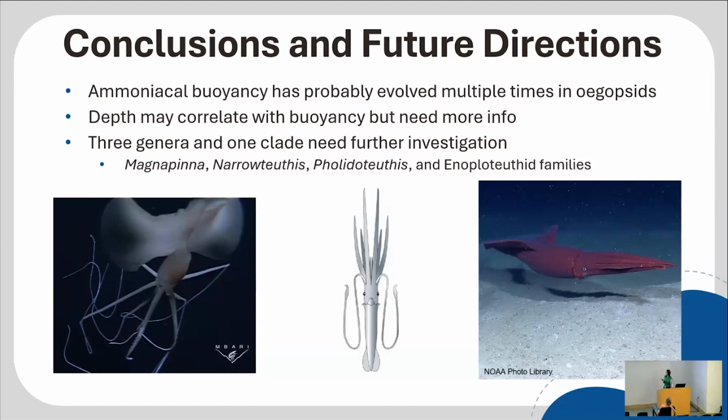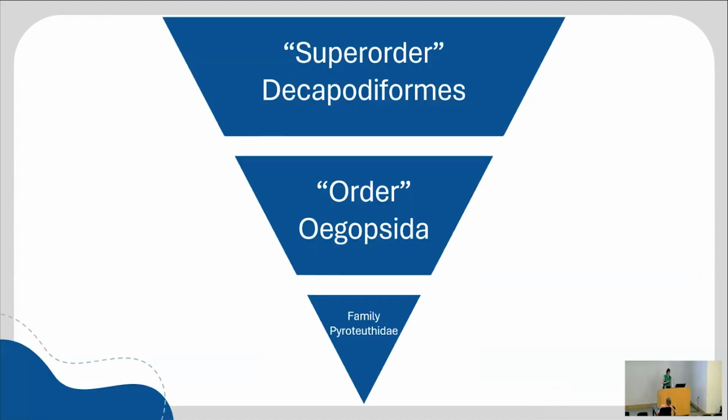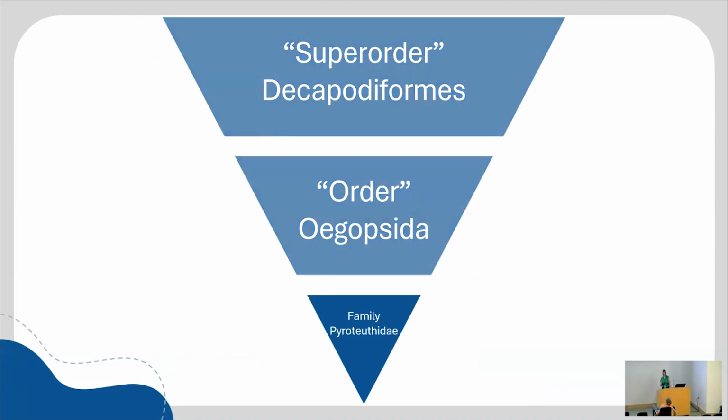And then in the Enoploteuthid families, there are 2 genera that have ammoniacal buoyancy, and the rest don't. And so it's interesting, are these guys unique within that family? Are we missing something in the rest of the species? What is going on there? So there's definitely further research that needs to occur. So we've talked about Decapodiformes, we've talked about Egopsida, and finally we are moving to Pyroteuthidae.